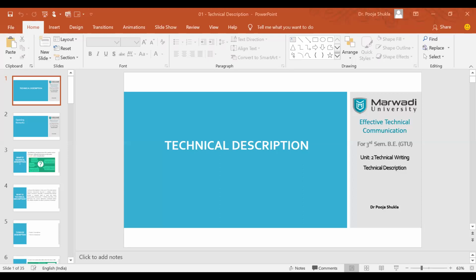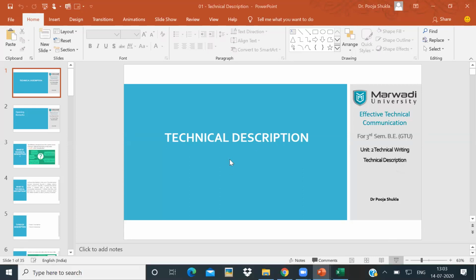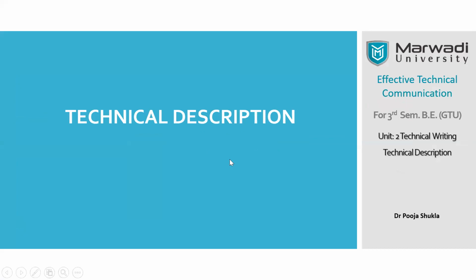The title of the unit is Technical Writing. So writing is an important aspect and has great importance when paired with technology and technical description in professional lives. Right, so today's topic from unit number 2, technical writing, is technical description.